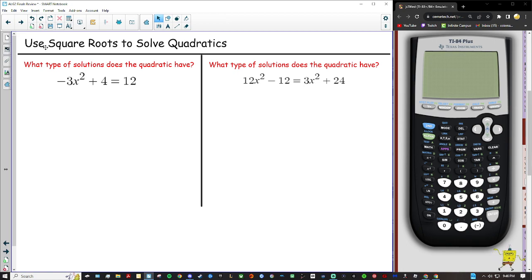Two examples. We are going to use square roots to solve these quadratics. So our goal is always to end up with x equals a number. Our goal is to end up with x equals something. Okay, and we might have more than one something. We might have a positive and a negative something. Okay, our goal is x equals.